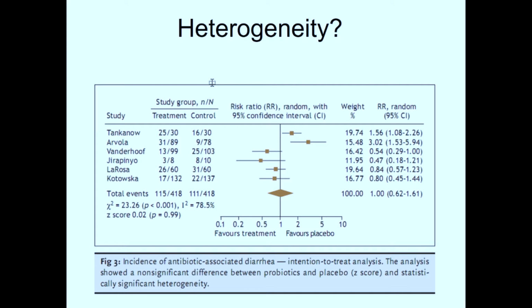To see immediately that there's a huge inconsistency in this forest plot, look at the confidence intervals. Look at this confidence interval and this. They don't overlap. The assumption is, because we are measuring the effect across 6 trials and we are trying to find the true estimate within the confidence interval, if the true estimate for Arvola is between 153 and 594, and for Van der Hoef is between 0.29 and 1, which means there's no overlap, it's impossible, it's nonsense.